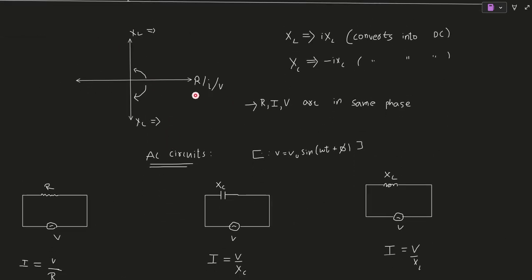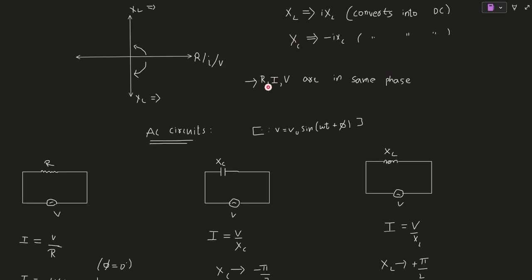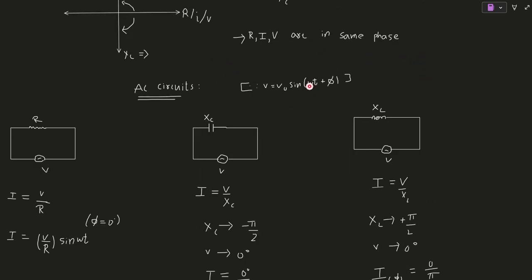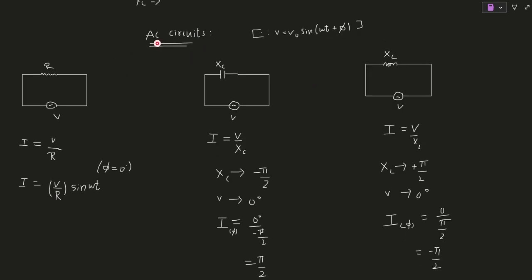We have to know one concept here. Resistance, current and voltage are always in the same phase, so the phase angle between them is always 0. Now we analyze some AC circuits. We write voltage equals E naught sine of omega t plus phi, where phi is the phase angle between them.